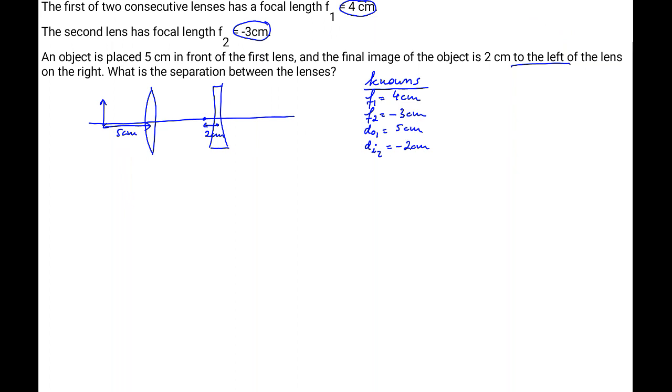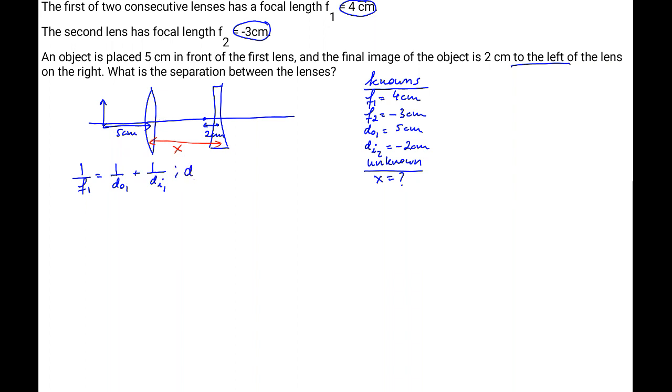Now, the thing that we're asked to find is the separation between the two lenses. Let's call that x. So our unknown is the distance x. All right, well, let's work with what we know. For the first lens, 1 over f1 is 1 over DO1 plus 1 over DI1. The only thing that we don't know in this equation is DI1. We know the focal length is 4 centimeters. We know the object distance is 5 centimeters, so we can find the location of the image through the first lens.